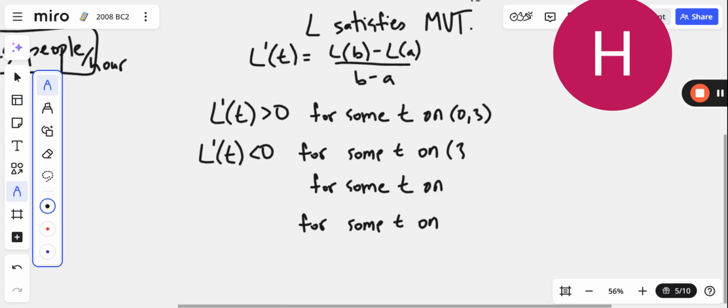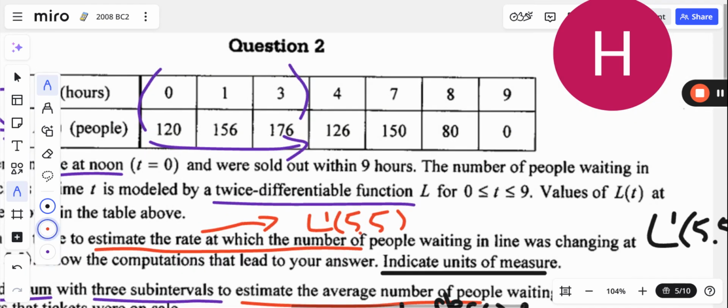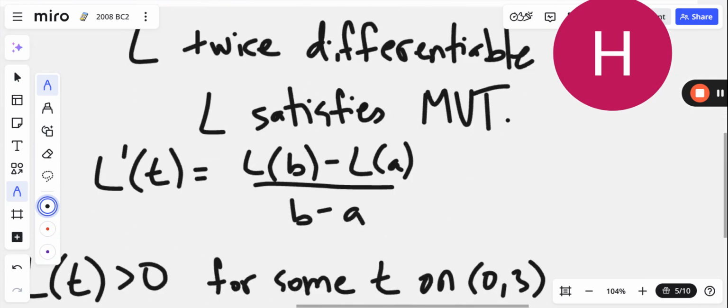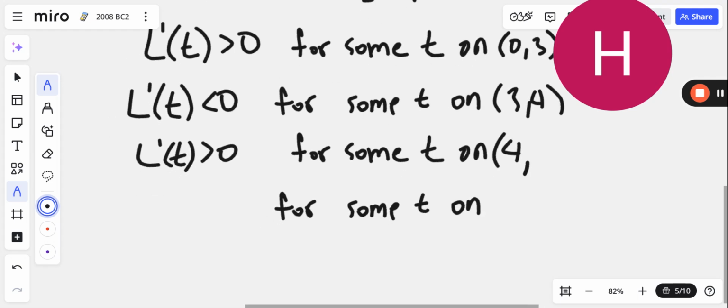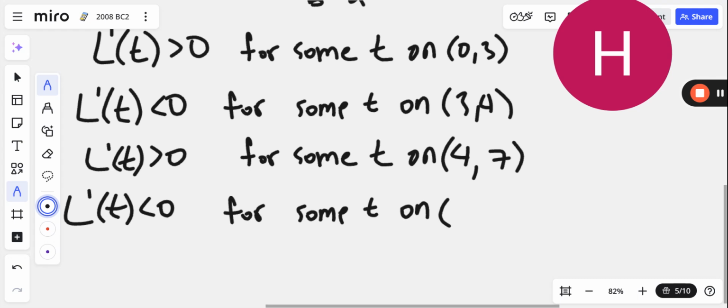This is going to be on 3 to 4. I think it goes down from 3 to 4 on average. And then it goes up from 4 to 7. And then it goes down from 7 to 9. Those are the intervals we're going to use. We know that L prime of t is greater than 0, again, for some t on 4 to 7. And then we know that L prime of t is negative for some t on 7 to 9.